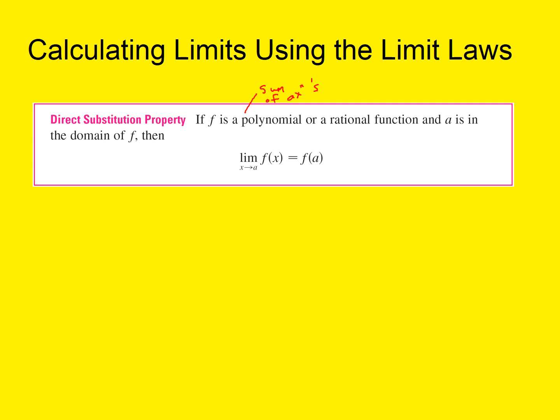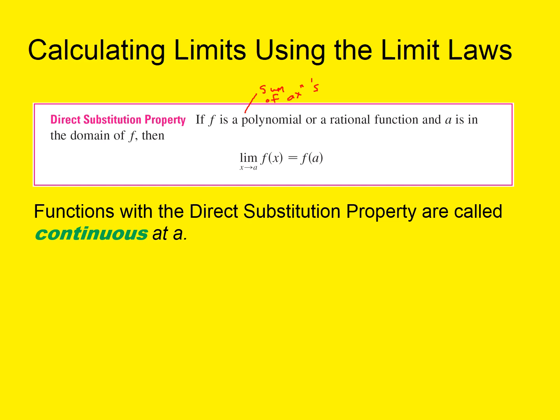Now you're like, okay, well, what's the big deal about that? Well, that's going to introduce us to a whole new category, a whole new matter that is hugely important and essential in calculus. Functions with this direct substitution property are called continuous functions at a. They're called continuous at a.